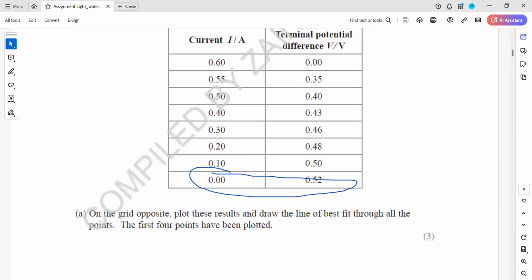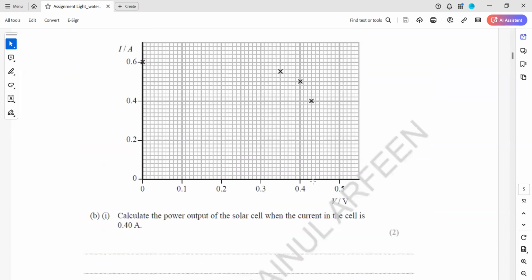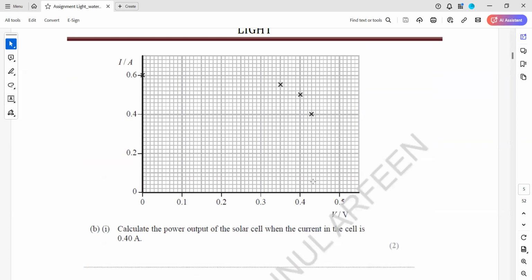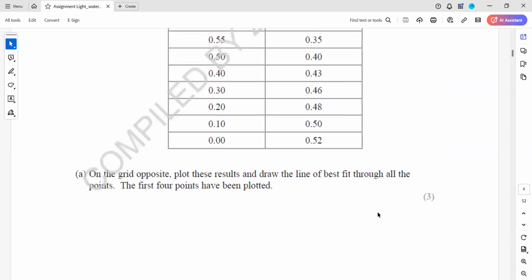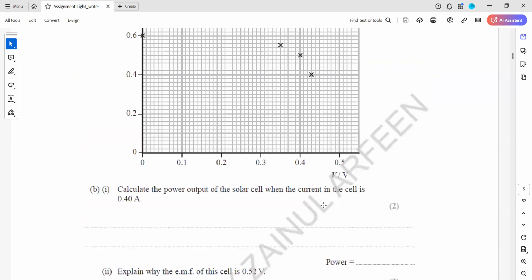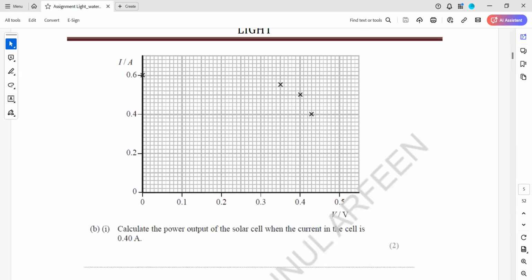On the grid opposite, plot these results and draw a line of best fit. The first four points have been plotted. So you have to actually plot a graph, and draw a line of best fit.